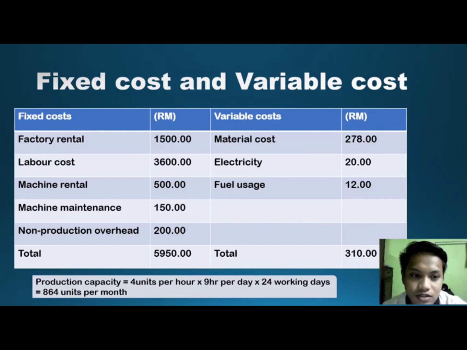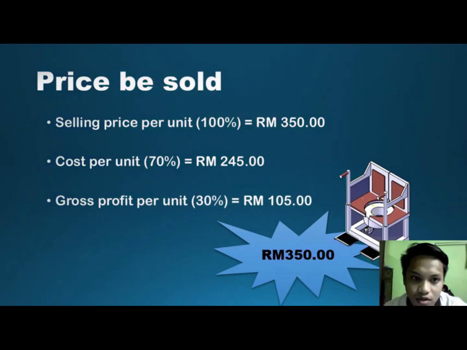So here are the fixed cost and variable cost. Fixed cost: factory rental, labor cost, machine rental, machine maintenance, non-production overhead. So the total is RM5,950. For the variable cost: material cost, electricity, fuel usage, and the total cost is RM310. This is the cost for 864 units. So we have decided the price to be sold is RM350.